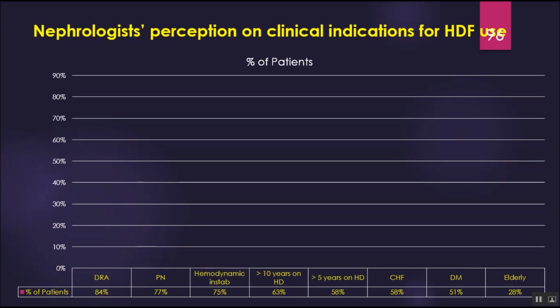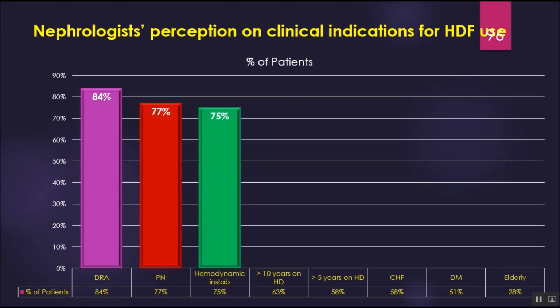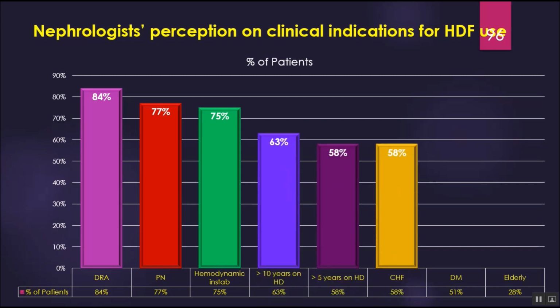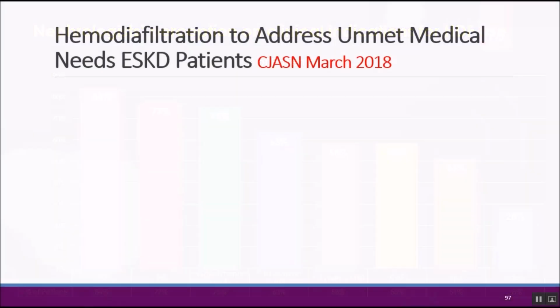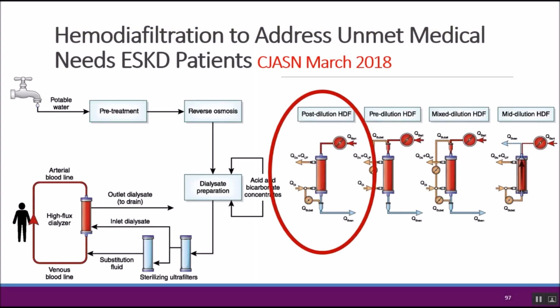Hemodiafiltration is more often prescribed for patients with dialysis-related amyloidosis, polyneuropathy, hemodynamic instability, long vintage on hemodialysis, heart failure, diabetics, and the elderly. With post-dilution, hemodiafiltration is used in the majority of cases.